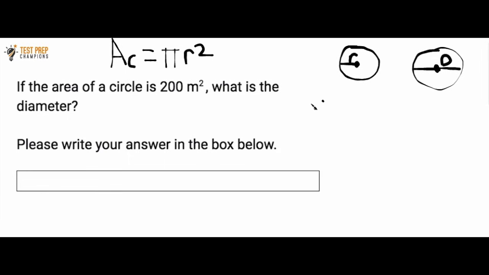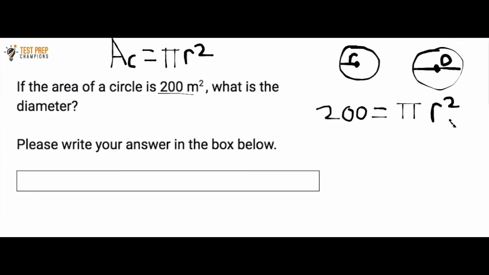All right, so the point here is we're going to use the formula for the area. We're going to figure out what the radius is, and we're going to double it. That simply tells us what the diameter is. So fortunately, we already know the area of the circle. It's 200. So I can say, let me write it over here: 200 equals pi r squared.